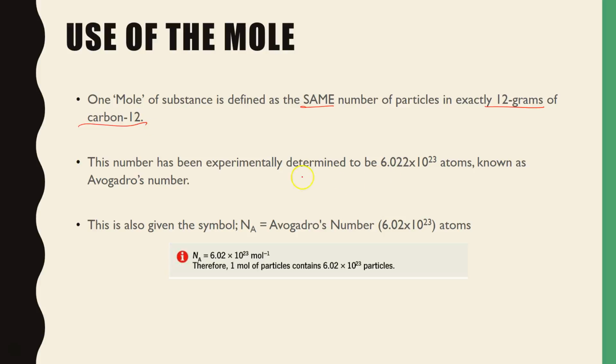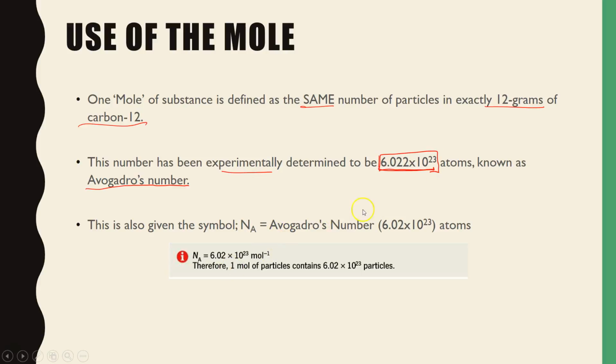And the number has been experimentally determined to be 6.022 times 10 to the 23. So this is called Avogadro's number. Avogadro was a scientist who came up with this number: in 1 mole of a substance, there are this many particles.